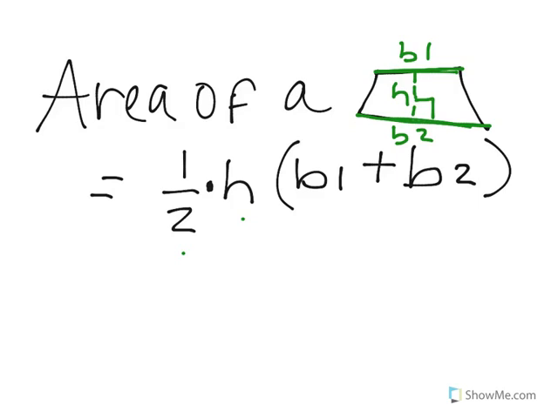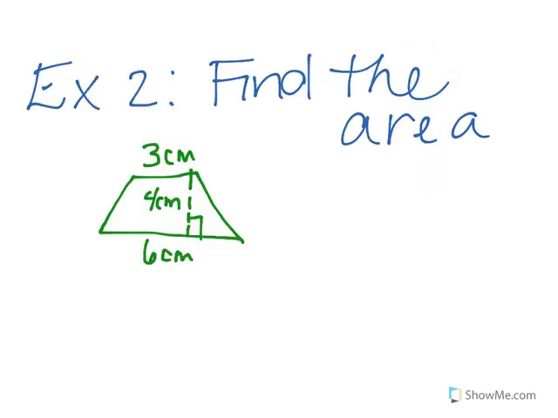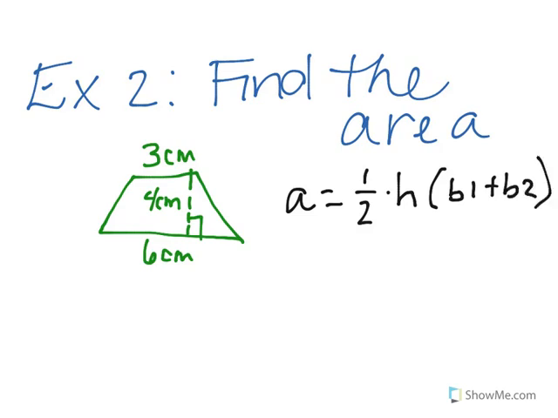So let's do an example. What's the area of this trapezoid? Let's remember the equation. We know that area equals 1/2 times my height, and then I'm going to multiply that by the sum of the bases, so base 1 plus base 2. Let's fill in this equation. 1/2 times my height. I'm going to look at this right angle. The line that forms the right angle with my base is 4. So 1/2 times 4.